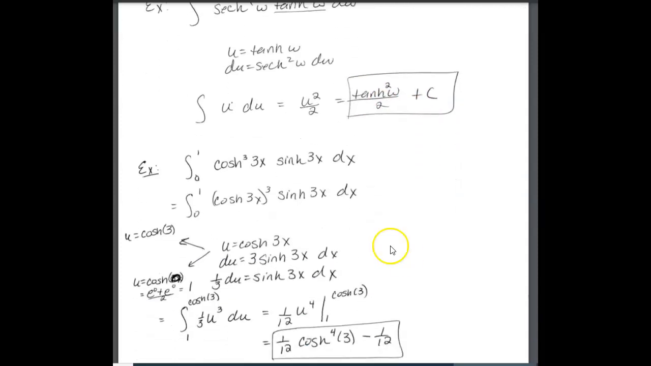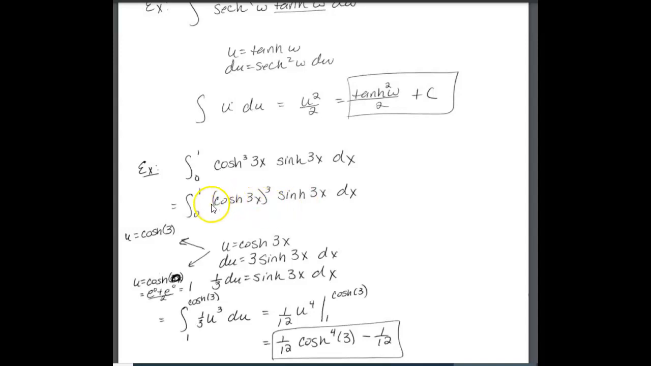All right, next one, this is a definite integral. 0 to 1, hyperbolic cosine cubed of 3x times hyperbolic sine of 3x dx. So again, remember that the cube here means that you're cubing the entire function. Hyperbolic cosine of 3x all cubed times the hyperbolic sine of 3x.